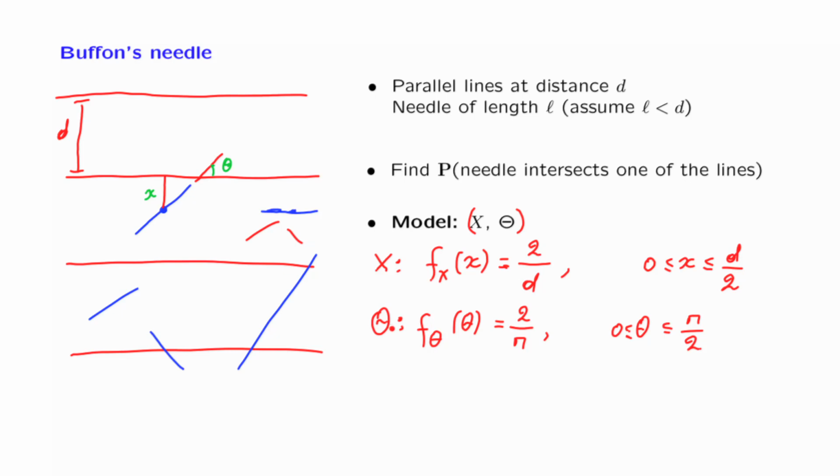How about their joint PDF? In order to have a complete model, we need to have a joint PDF in our hands. Here, we're going to make the assumption that x and theta are independent of each other. And in that case, the joint PDF is determined by just taking the product of the marginal PDFs. So the joint PDF is going to be equal to 4 divided by pi times d.